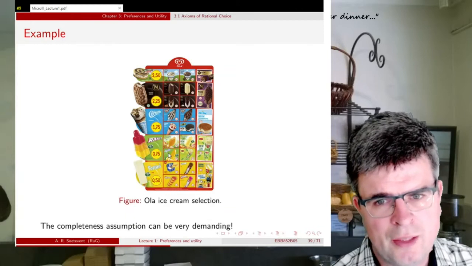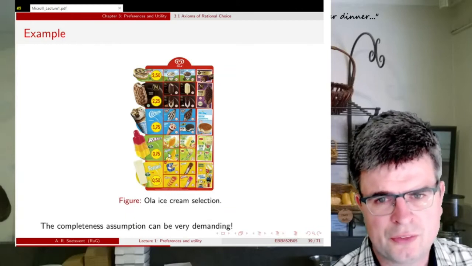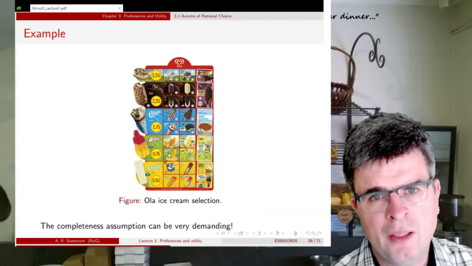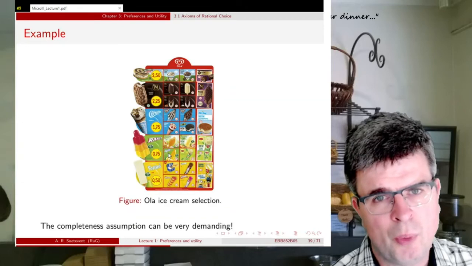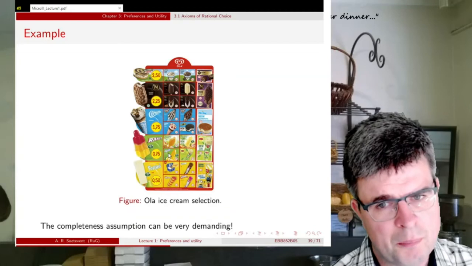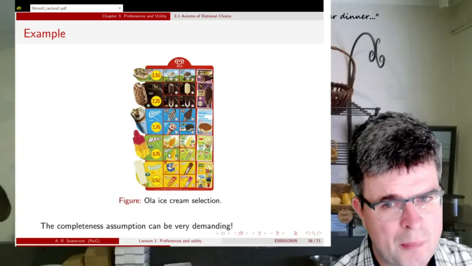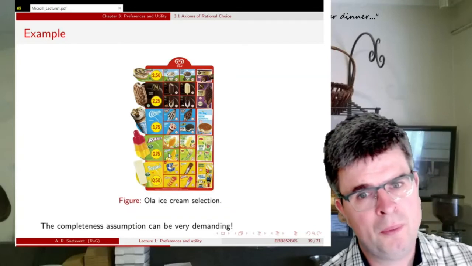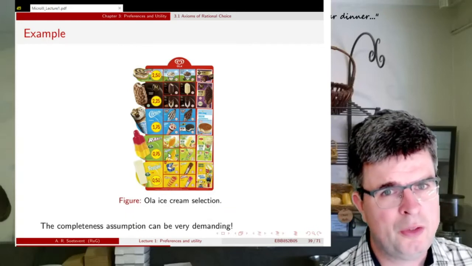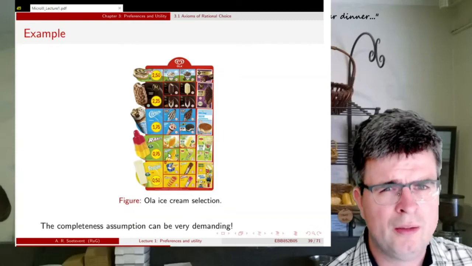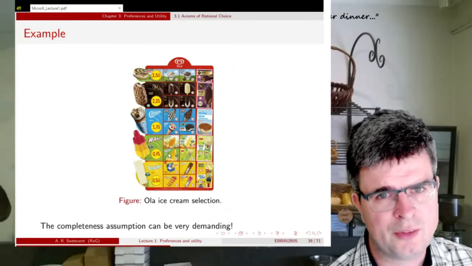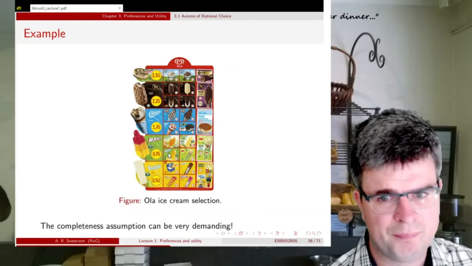Completeness assumes that if you face this selection, then for each 2 ice creams, you can tell me whether you weakly prefer one over the other or are indifferent between the 2. Now, in practice, it may be that you never thought about buying a Calippo because you always choose a Magnum. But even within the set of Magnums, you may find it hard to really indicate whether you prefer the classic to one of the alternatives or not.